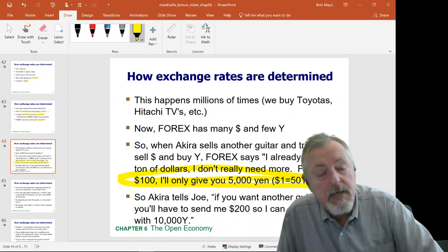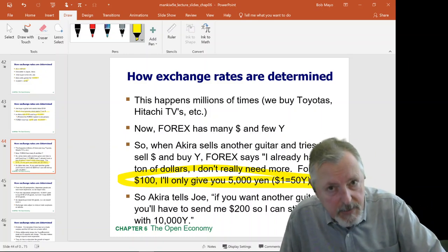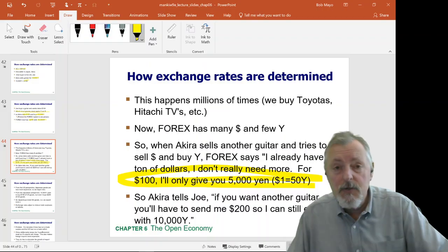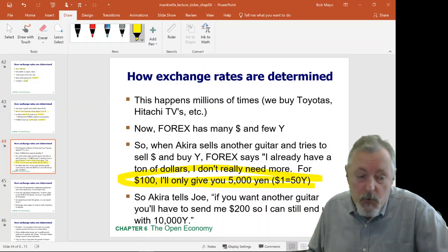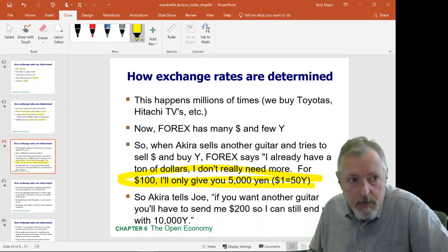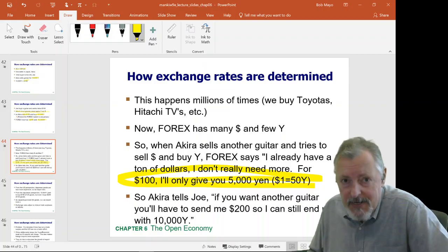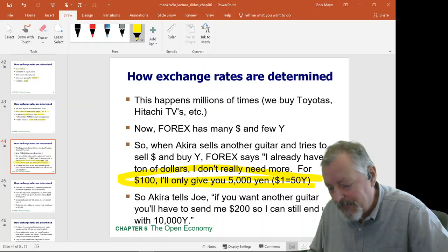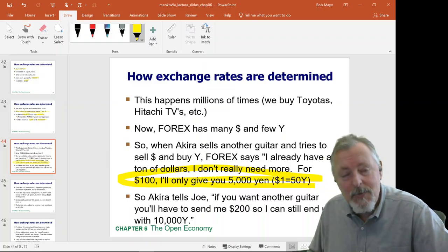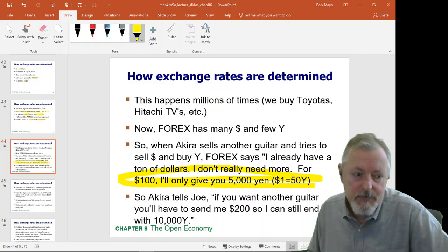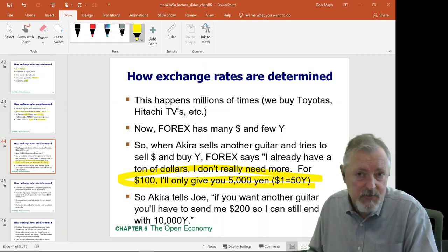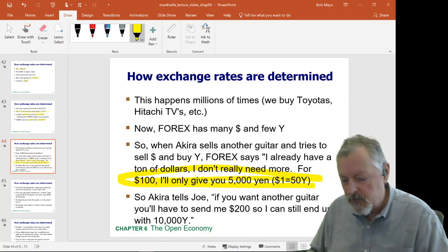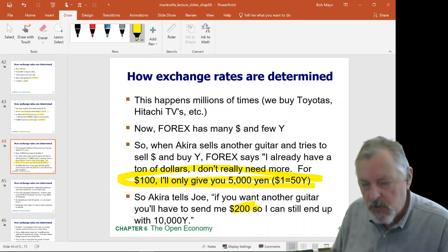Akira has a problem. Akira sells these guitars for 10,000 yen and is not willing to take less. So Akira has to go to Joe and say, look, I'm sorry, but if you want another guitar, you'll have to send me whatever number of dollars it takes for me to end up with 10,000 yen. Well, at this exchange rate, that would take $200. So although the price of the guitar has not changed in yen, still 10,000, the price has gone up in dollars, up to 200.